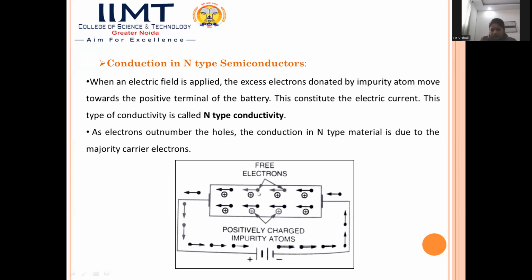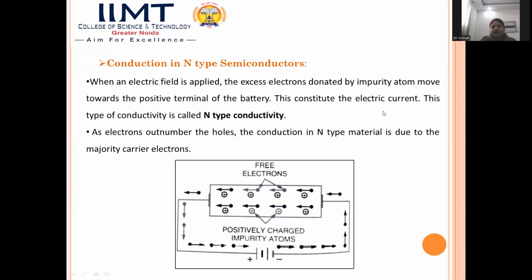And these solid black dots represent the free electrons, because in n-type material, the majority carriers are free electrons. So we have shown only the free electrons here. Whenever we apply a voltage across the terminals, all the electrons will start to move towards the positive terminal of the battery, and they will constitute the electric current.